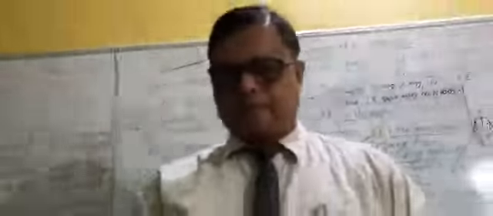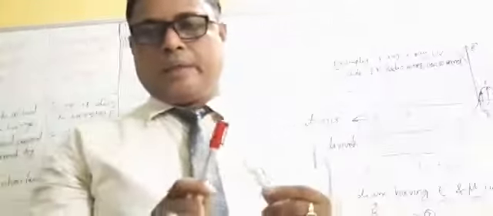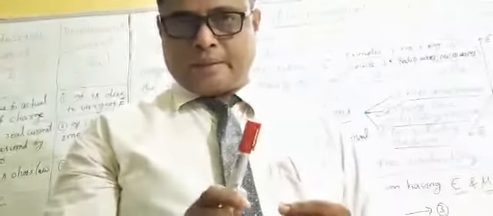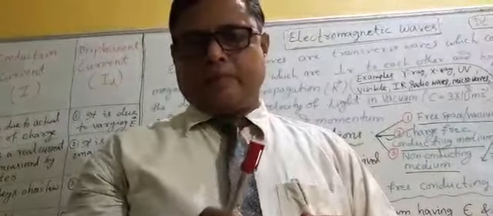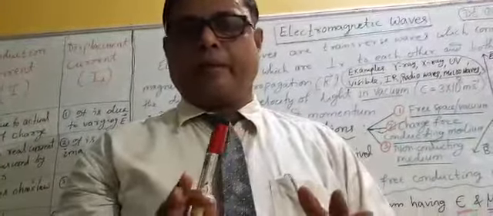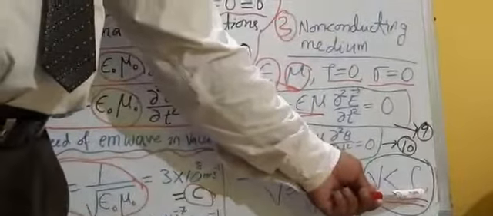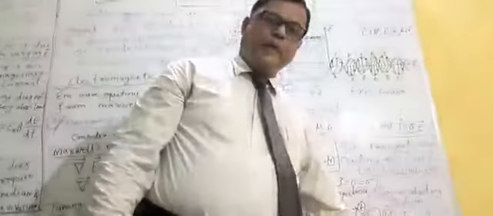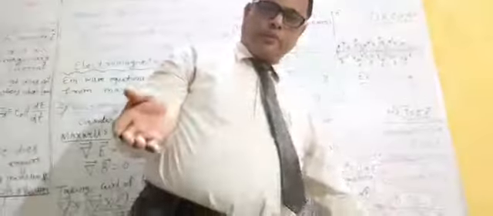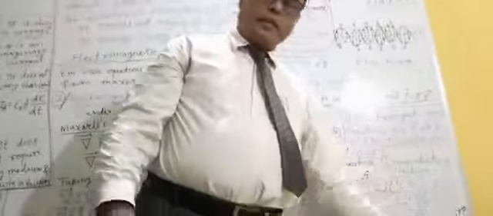So this is the conclusion: the speed of the electromagnetic wave in free space is always greater than the speed of the electromagnetic wave in any medium. So the relation follows: V is always less than C. C is the speed of the electromagnetic wave in free space, and V is the speed of the electromagnetic wave in any medium. So the speed of the electromagnetic wave in a medium is less than in the case of free space.